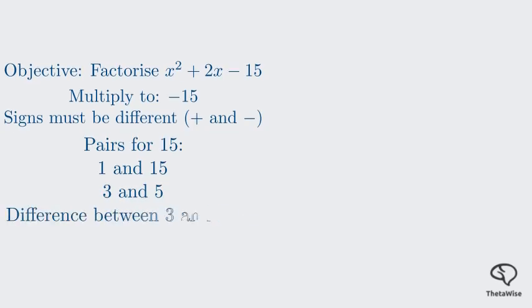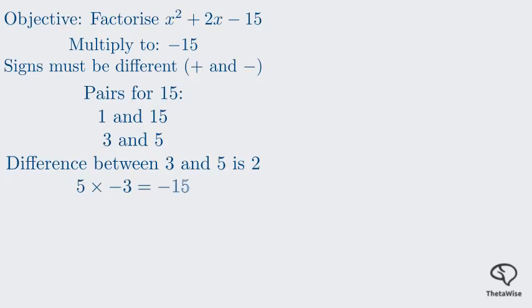We need these numbers to add up to positive 2. Because one number will be negative, this is actually like finding the difference between the two numbers. The difference between 3 and 5 is 2, so that's likely our pair. To get a positive 2, the larger number must be positive. So we use positive 5 and negative 3. Let's check: 5 times negative 3 is negative 15, and 5 plus negative 3 is positive 2.